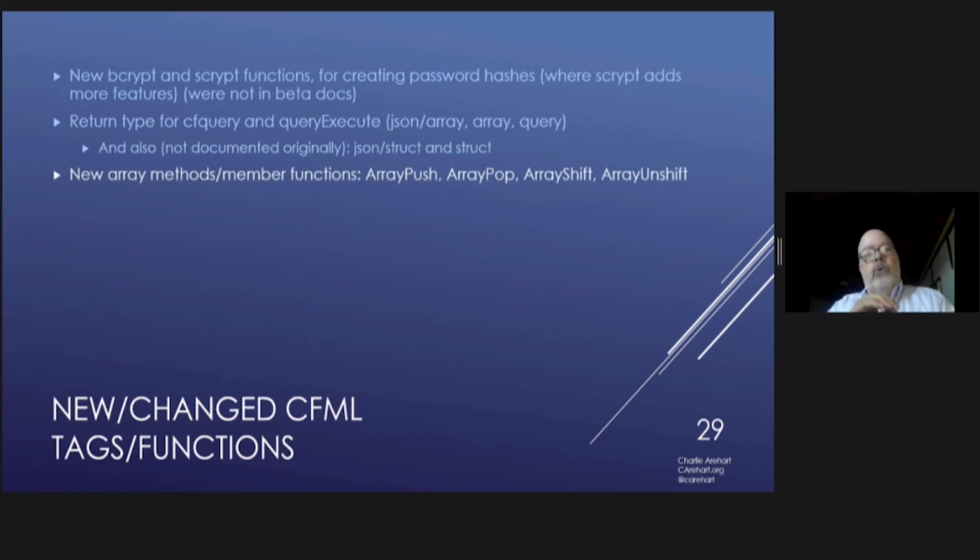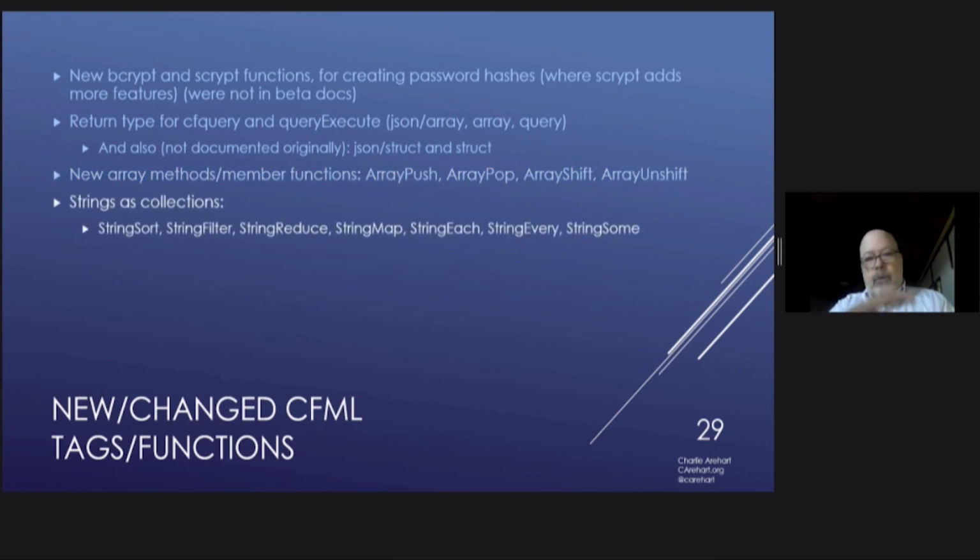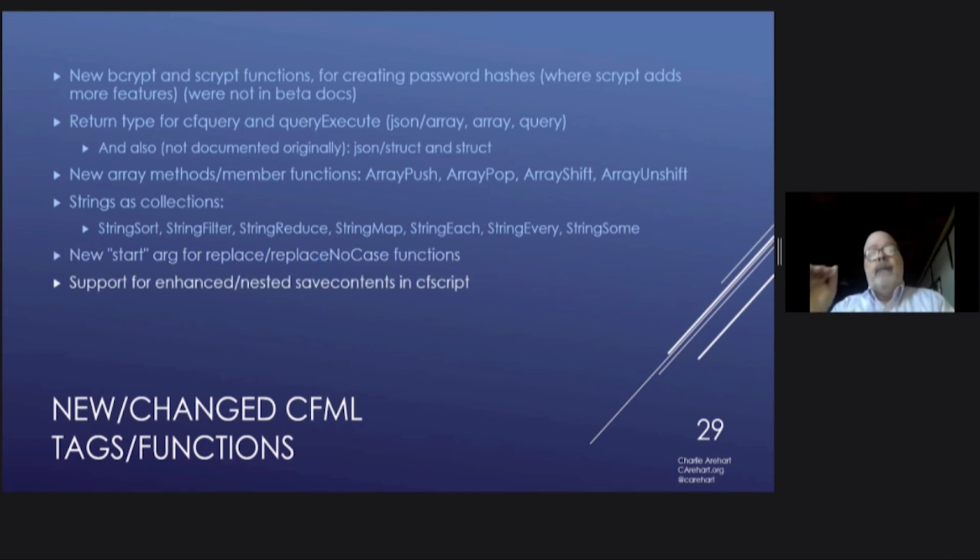There's also new member functions and methods available with things related to arrays: push, pop, shift, unshift. There's improvements related to strings as collections. I'll leave you to look into that. There's a new start argument for the replace and replace no case functions. It could be useful for some people. And there's enhancements to nested CF saved content in script, which might be valuable to some people. So I'll leave you to look into that. And then there's label support for loops, which, again, some people like. Some people find it annoying or confusing. But anyway, there is support for that.